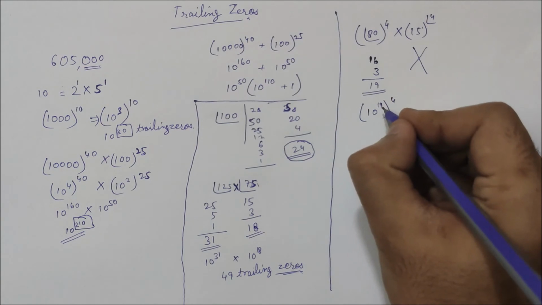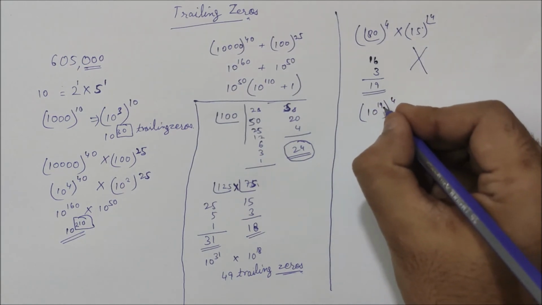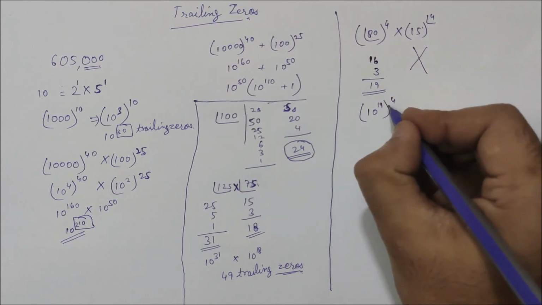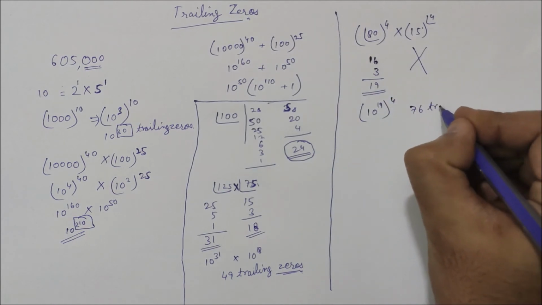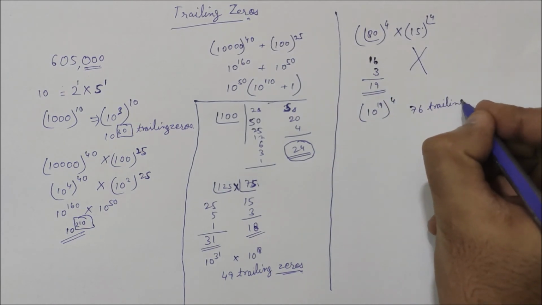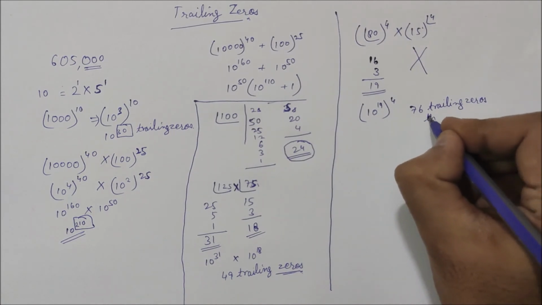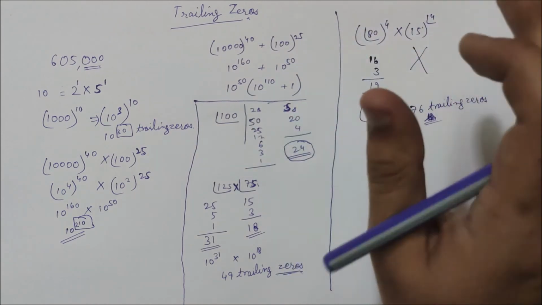Following the rule of indices again, 10 raised to the power a raised to the power b, that means a and b can be multiplied. So 19 into 4 is 76. So there are 76 trailing zeros available. 76 trailing zeros are present in this expression.